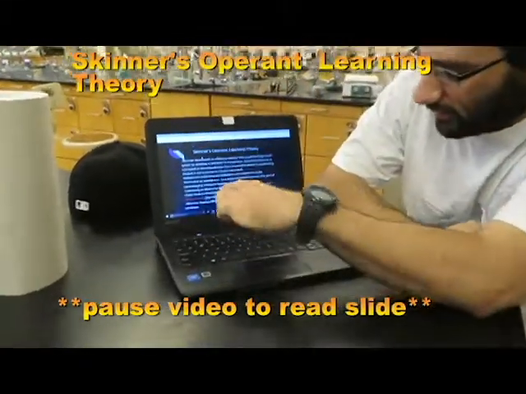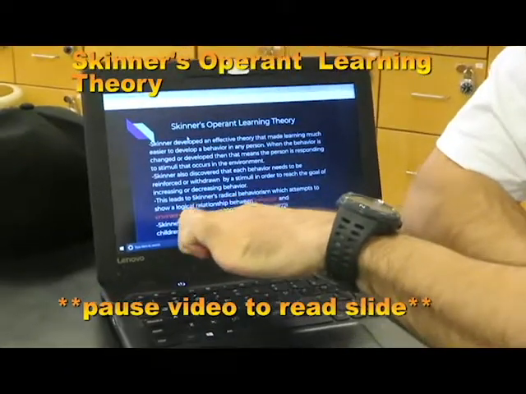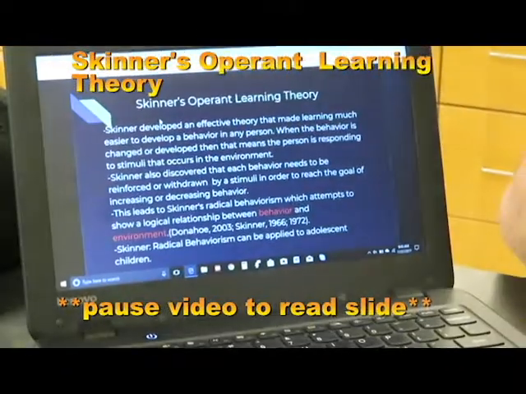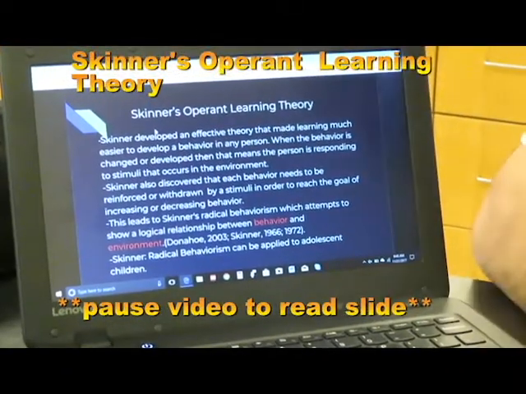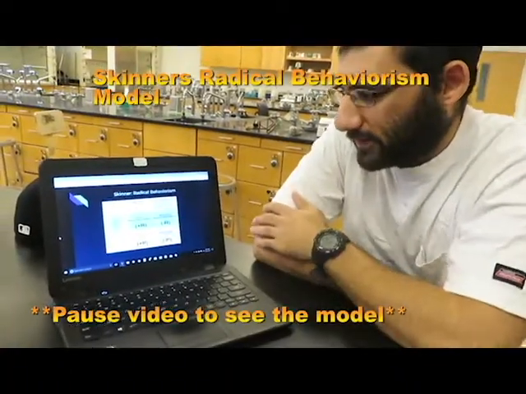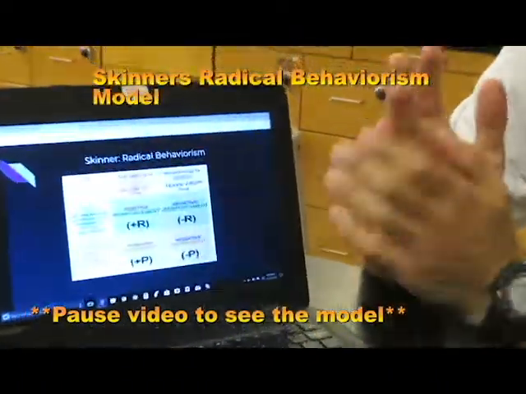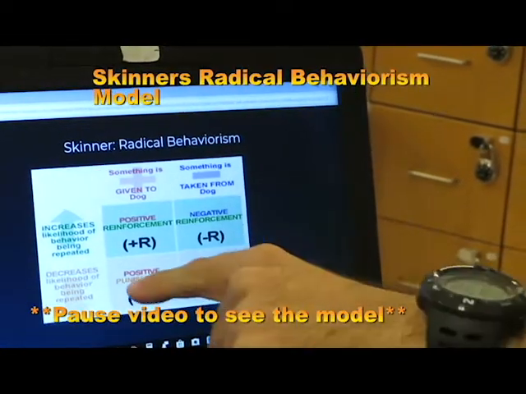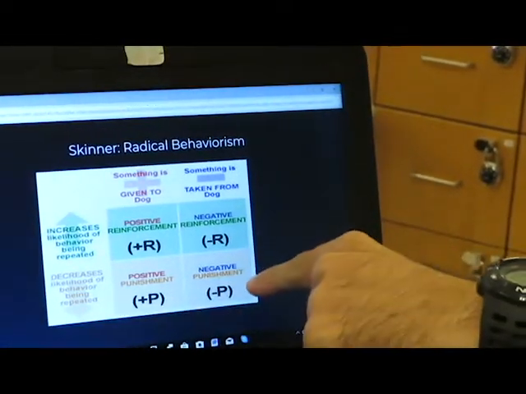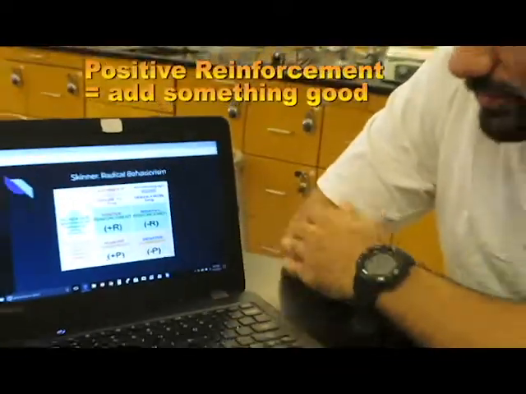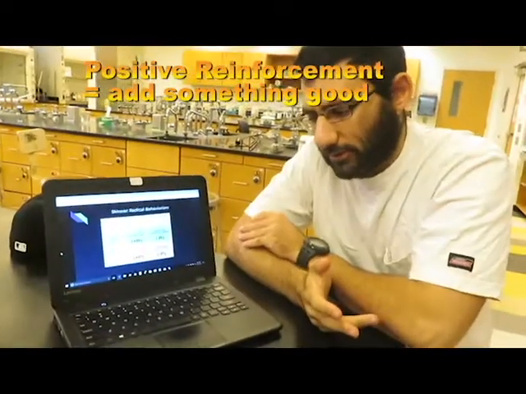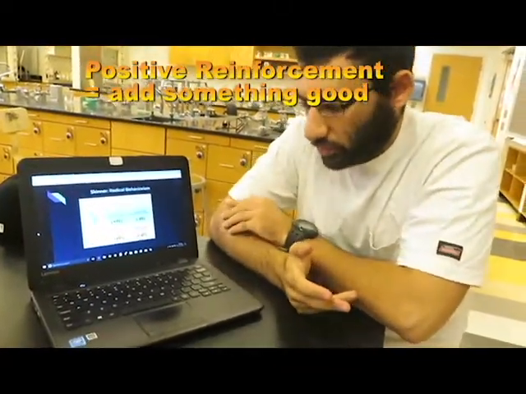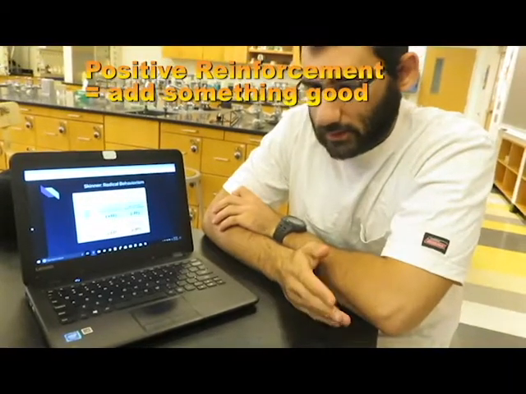He also discovered that all this can lead to radical behaviorism. So Skinner's radical behaviorism can be broken apart into four important parts: positive reinforcement, negative reinforcement, positive punishment, and negative punishment.